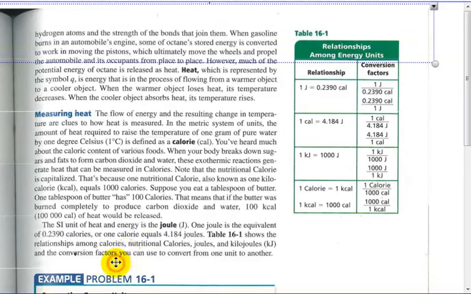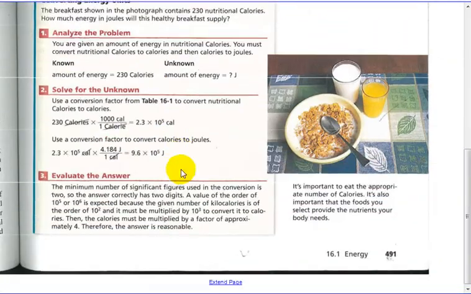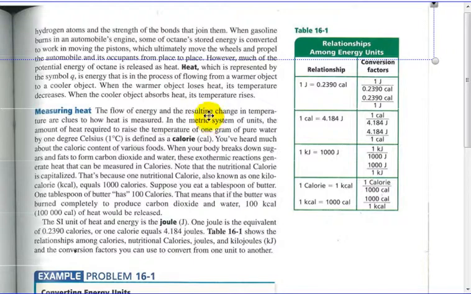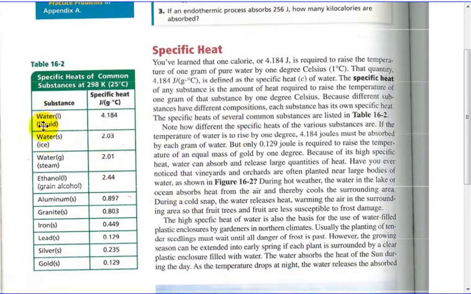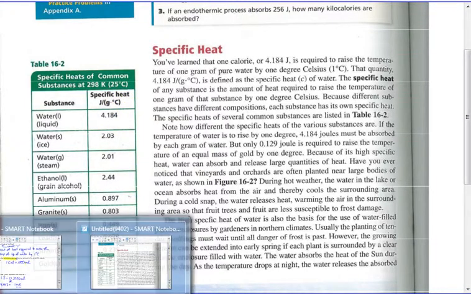And if you look back at a couple of things here, you will see that the specific heat of liquid water is that number. The amount of heat required to raise 1 gram of water by a temperature of 1 degree C, 4.184 joules.